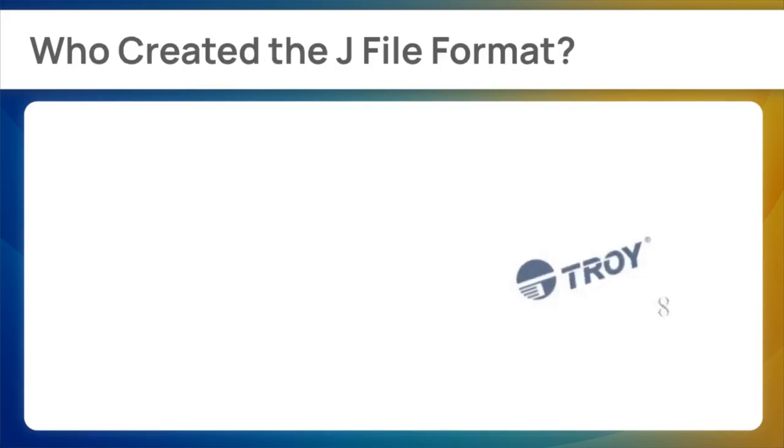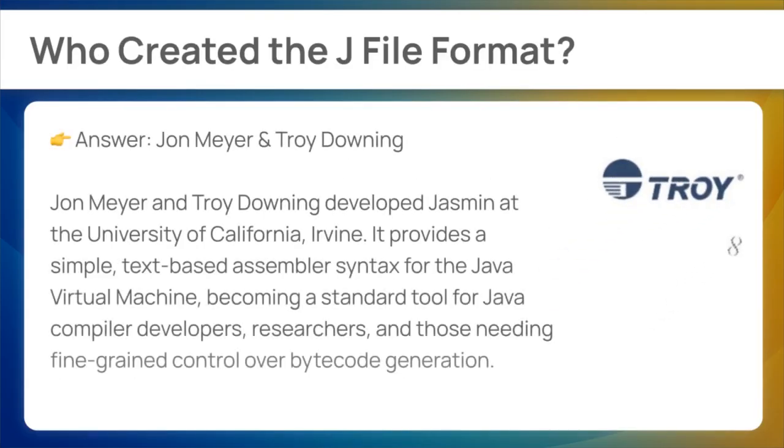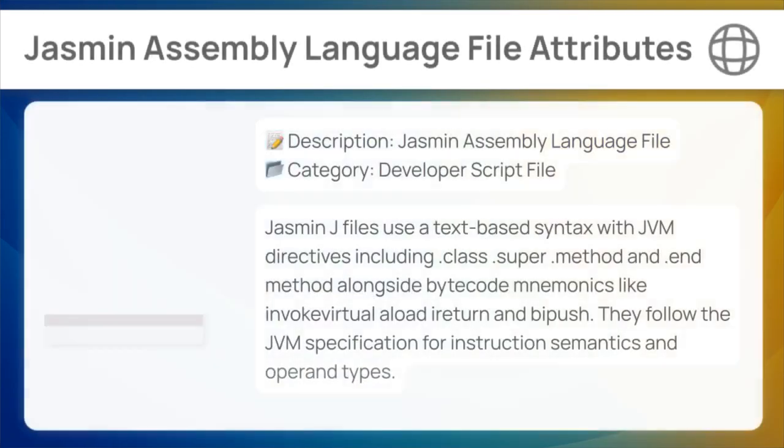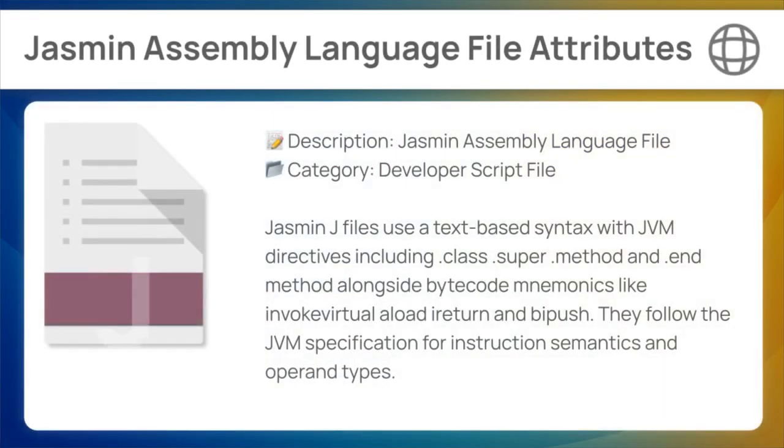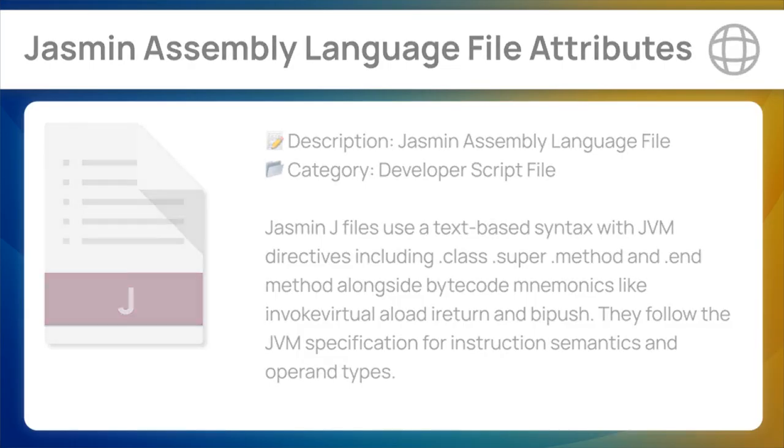They provide a low-level interface for generating JVM class files, enabling direct manipulation of Java bytecode for education, compiler development and code analysis. Jasmin J files use a text-based syntax with JVM directives, including .class, .super, .method, and .end method, alongside bytecode mnemonics like invokevirtual, aload, ireturn, and bipush. They follow the JVM specification for instruction semantics and operand types.